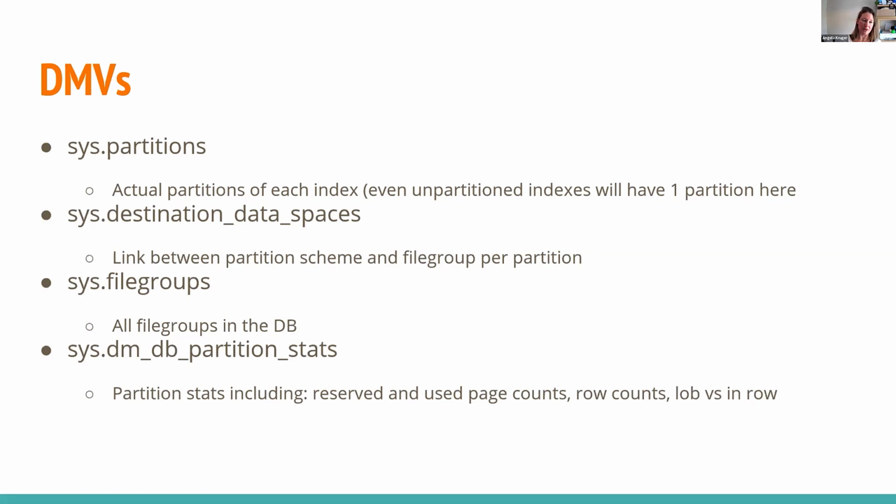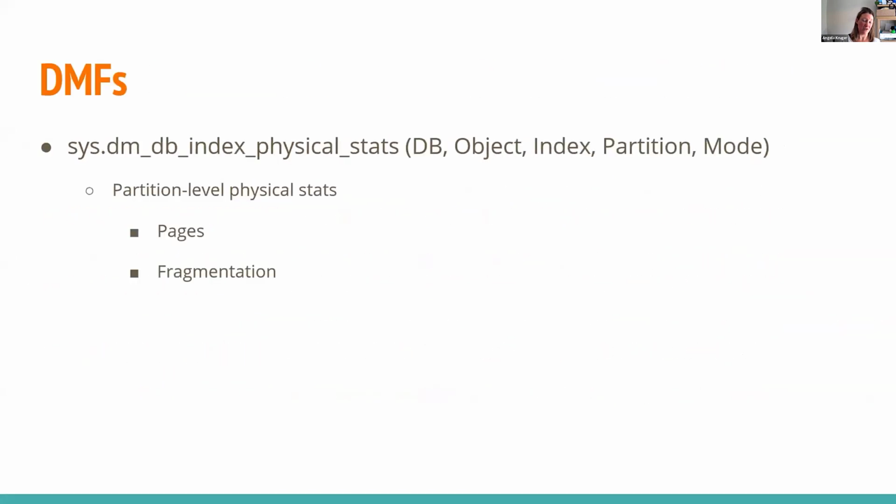Destination data spaces: when joining, always have the partition number joined, or you're going to get a bit of a Cartesian product. Sys.filegroups, obviously your file groups, which links to your physical files. Partition stats just gives you some detail on the page counts, your rows, etc. in your partition. And then you've got the dynamic function for index physical stats, which actually contains partition level detail. That'll give you your number of pages and also your fragmentation.